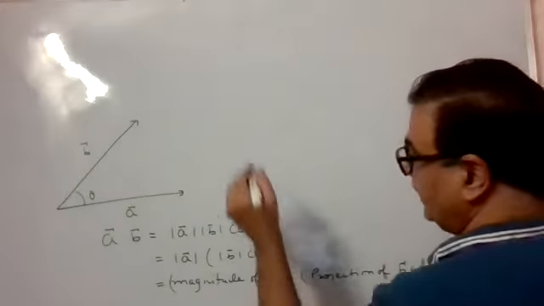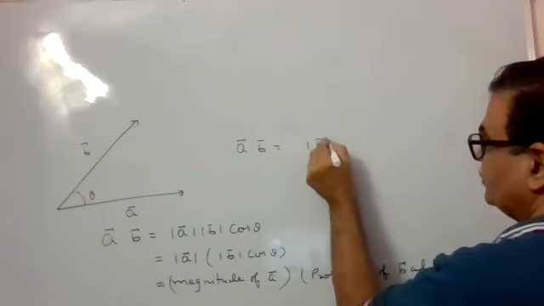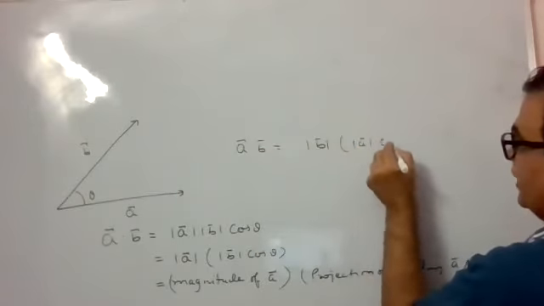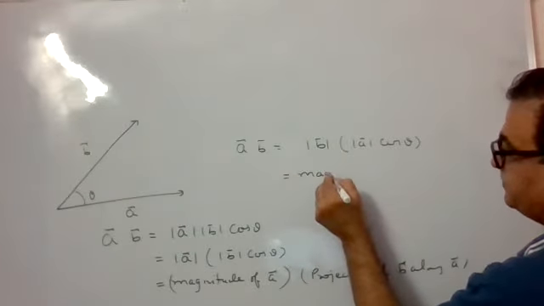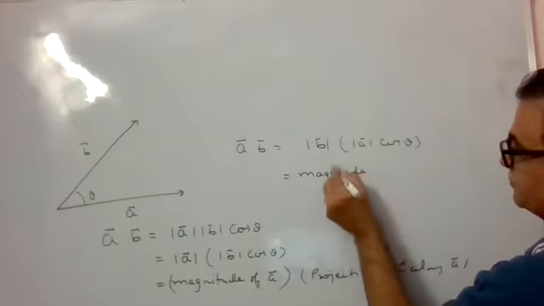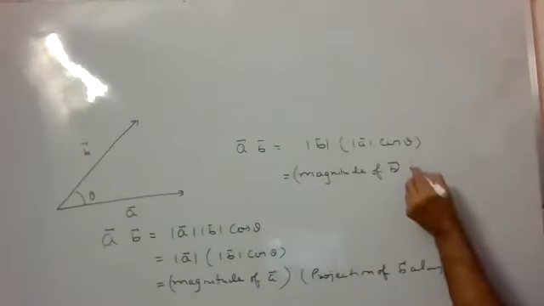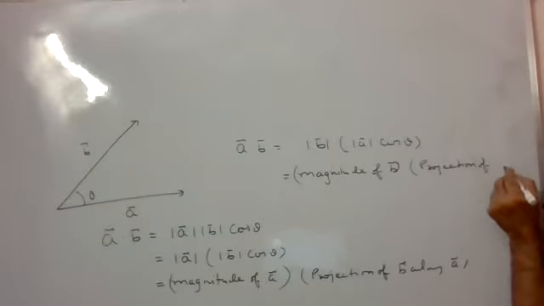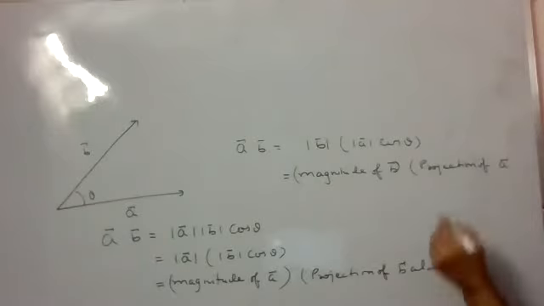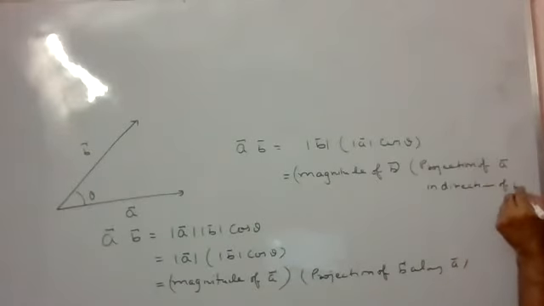Then one more thing I told you, that you can write this A dot B this way also: magnitude of B, and then magnitude A cos theta. This is magnitude of B, and this is called projection of A in direction of B. So this thing we have done.